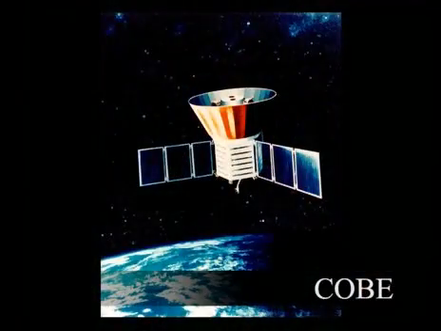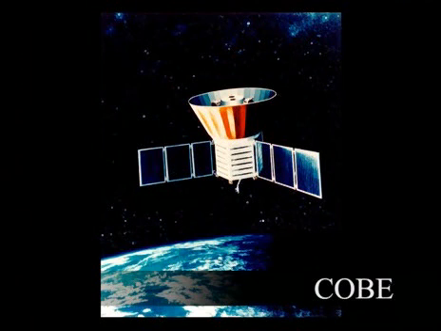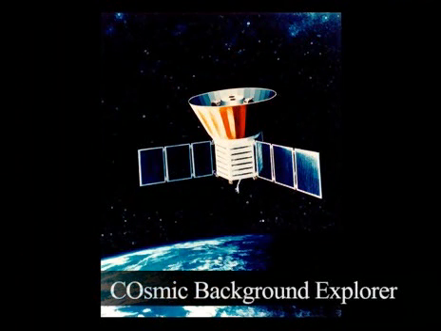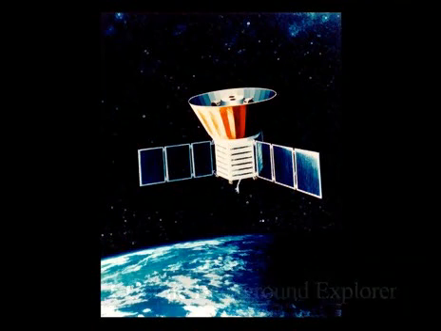the COBE satellite that was put up by NASA. COBE stands for Cosmic Background Explorer, and the COBE satellite was the second most complicated satellite NASA had ever put into orbit after the Hubble Space Telescope, which was the most complicated one. So COBE just sat there taking data.